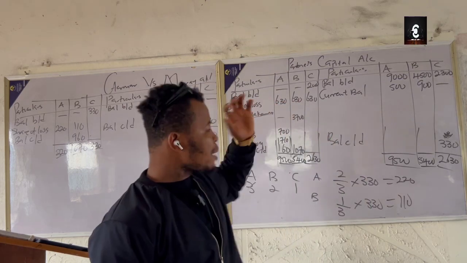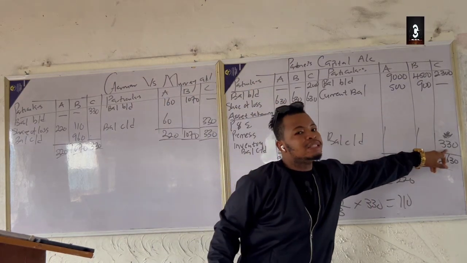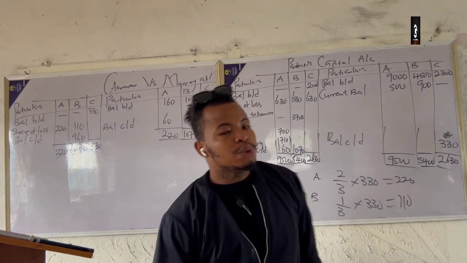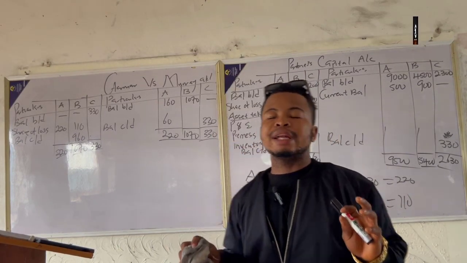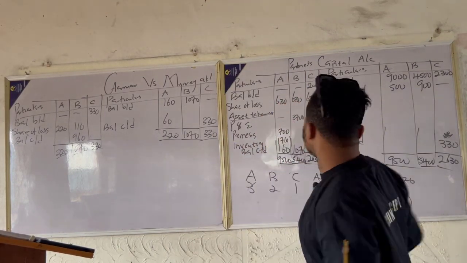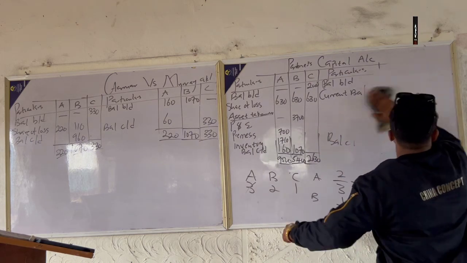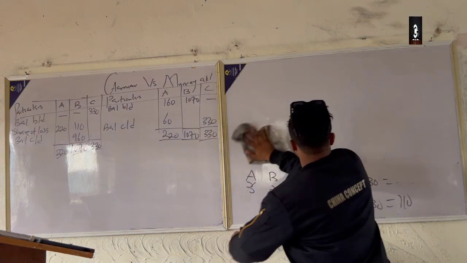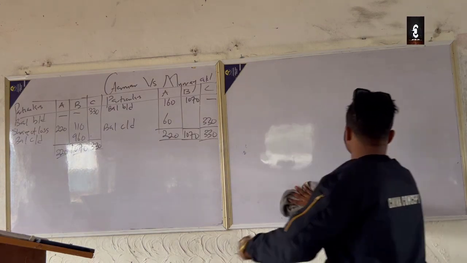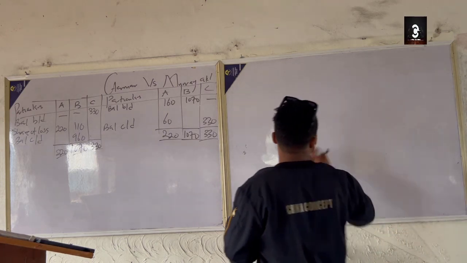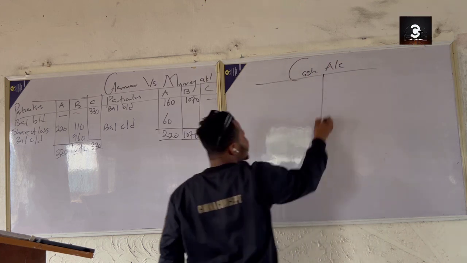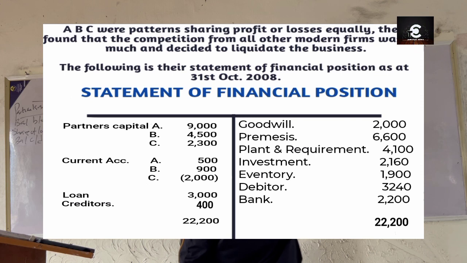First of all, after the capital account, look at where this balance carried down is, showing that C is deficient, and that is the amount we are sharing. So what do we do now? Having done this, we are going to create our cash or bank account, to know if our account is balanced. If our cash or bank account is not balanced, we must trace the error. To create it, you come here and say cash account. From the question, the first thing you bring down is your cash balance, balance brought down.